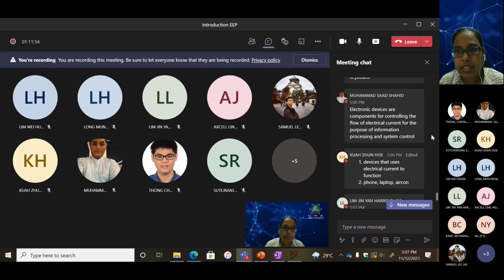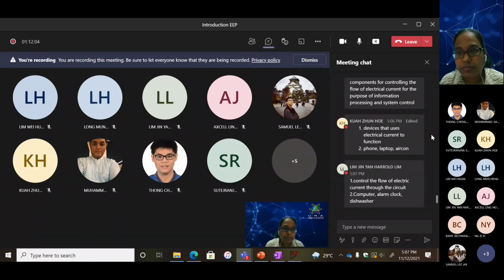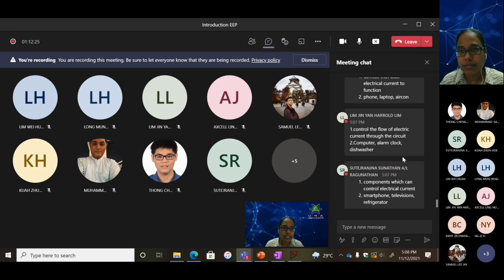All right. Muhammad: electronic devices are components controlling the flow of electrical currents for the purpose of information. Okay. Qua: device that uses electrical current to function. Okay. Now mine: the phone, laptop. Okay, this aircon conditions. Okay. Control the flow of electrical current through the circuit. Okay.